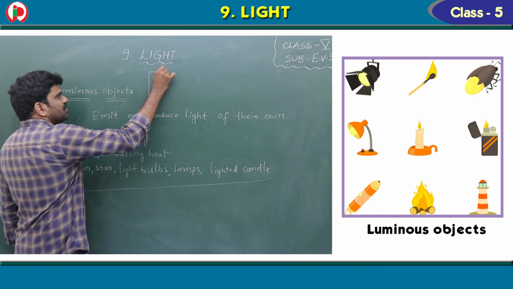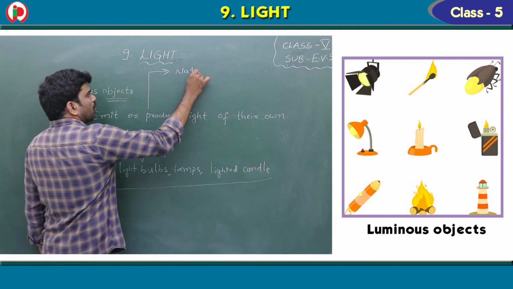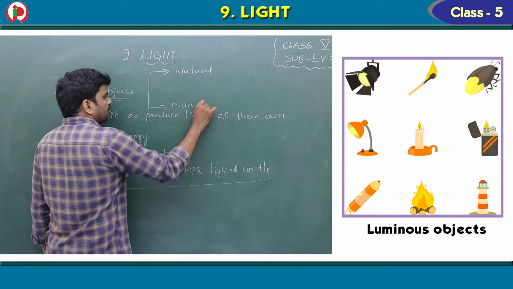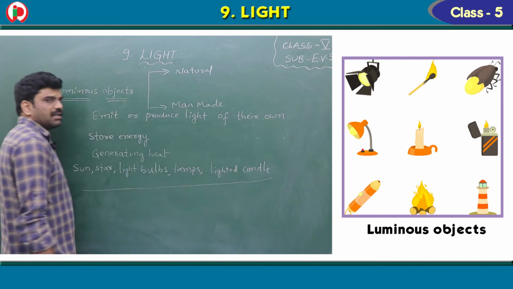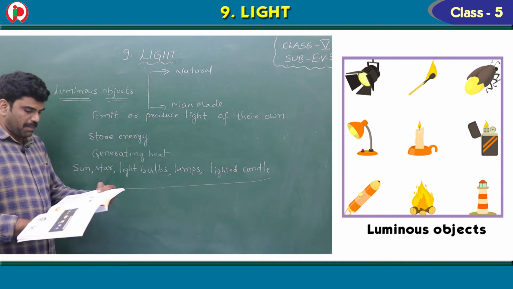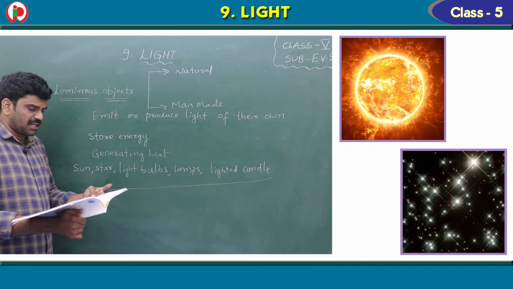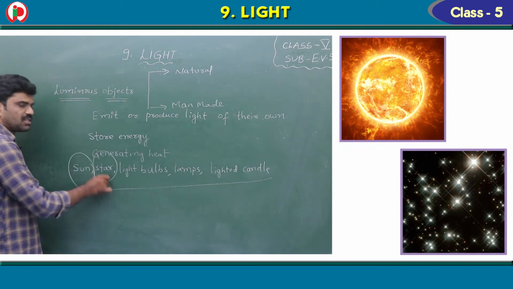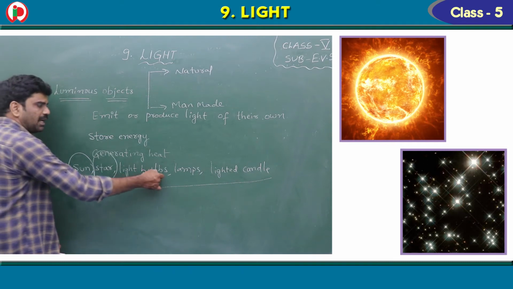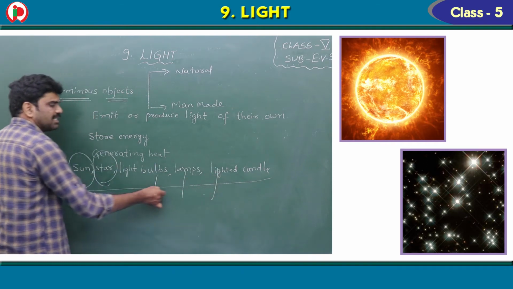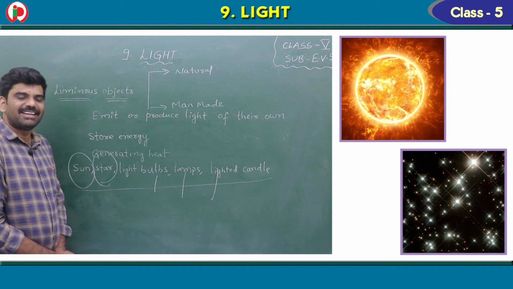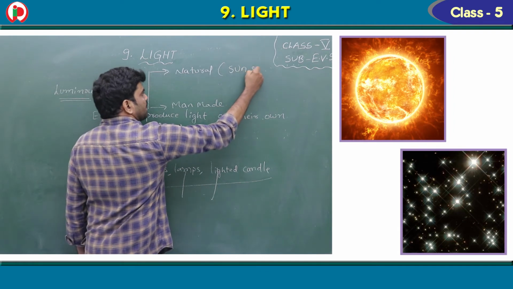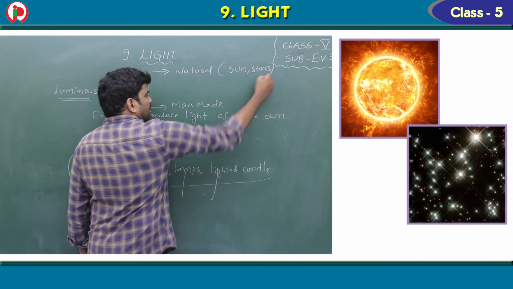One is natural, second one is man-made. Yes children, one is natural, second one is man-made. The sun and other stars are natural. The sun is a natural one, this is not man-made. Even the stars are natural. If you go for light bulbs, lamps, lighted candles, these three are man-made.